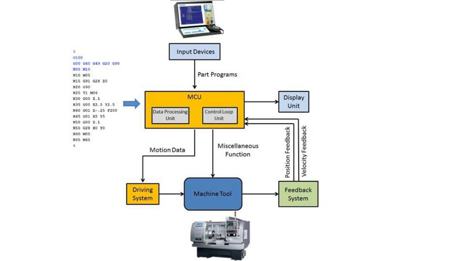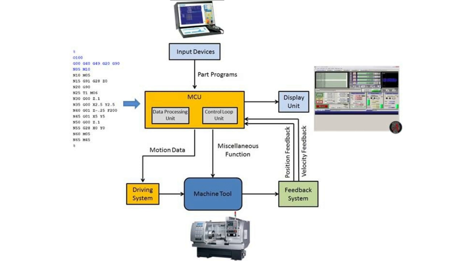The control unit controls the entire process based on the output requirements, using a suitable feedback system to make sure that the desired output is obtained. And the entire process of converting a raw material into an end product by this machine can be viewed by the operator with all the details using a display unit or monitor.